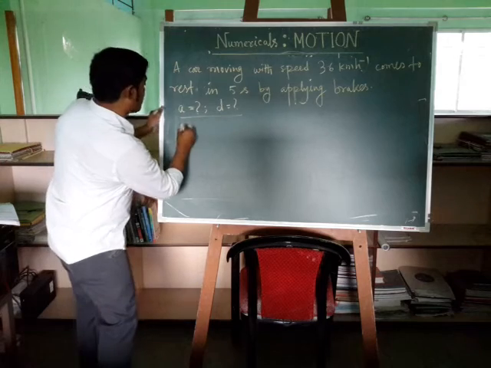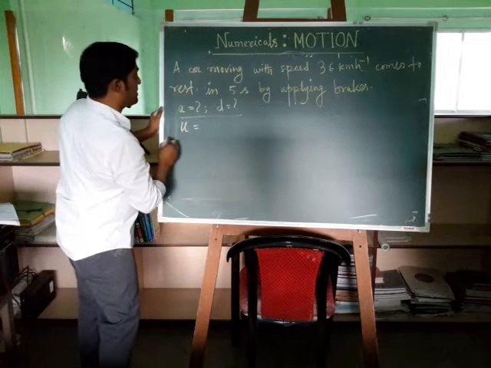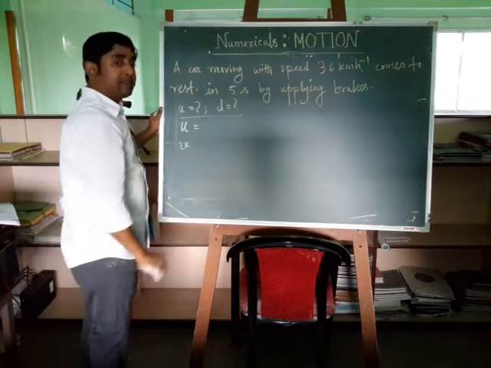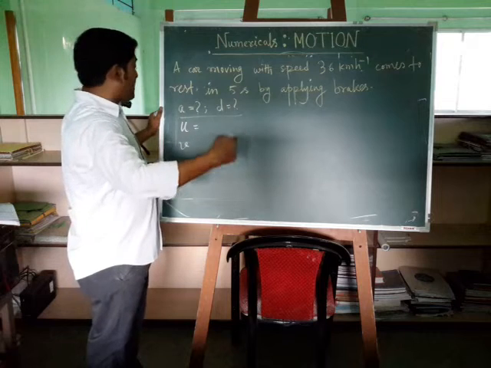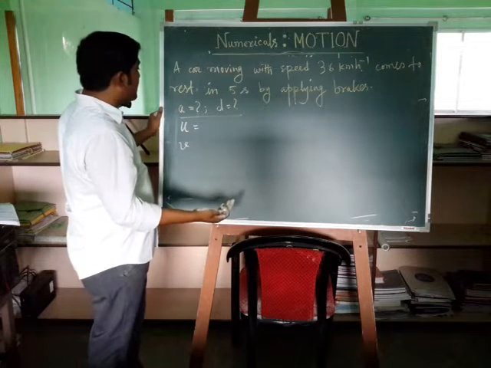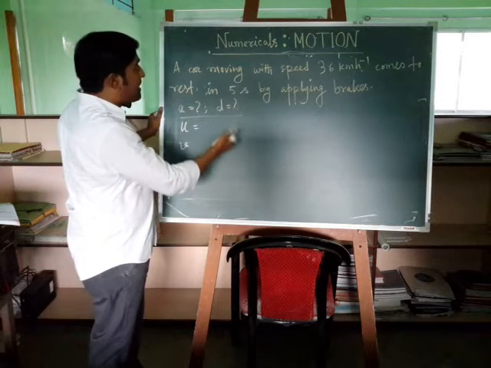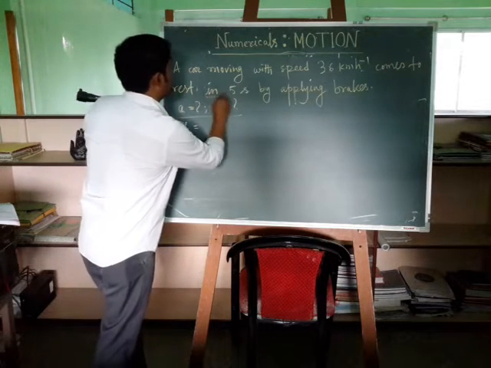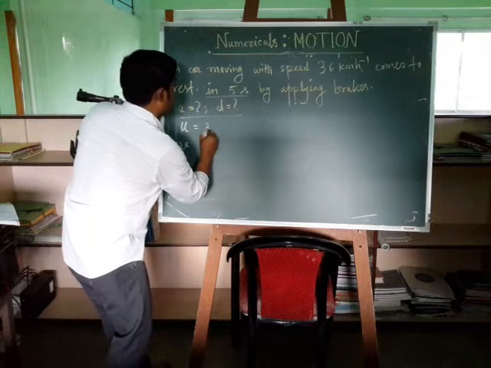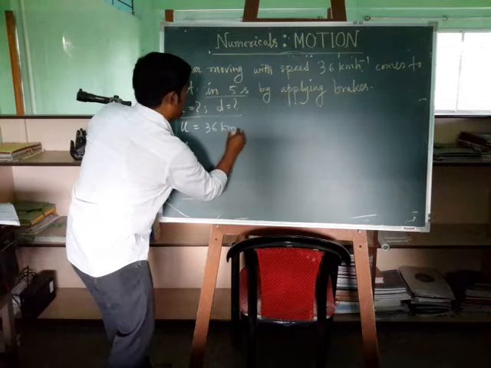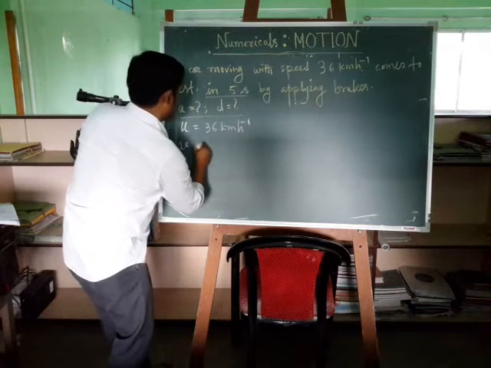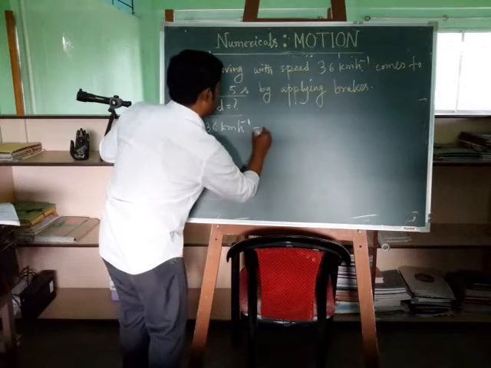Initial velocity is given to us, final velocity is given to us, it is coming to rest. Final velocity is 0 meter per second. What is the acceleration? What is the distance that is asked? And time is given, it is coming to rest in 5 seconds. So u is equal to 36 km per hour. Let us convert this into SI unit.